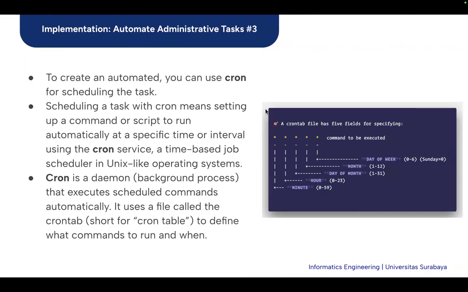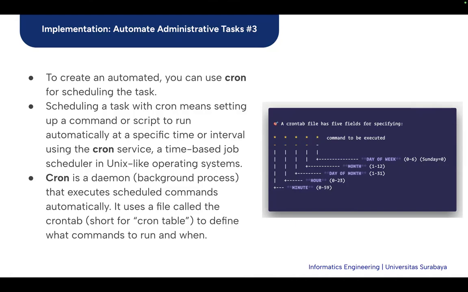All right, and then what can we do to automate the administrative task? To create an automated task, you can use cron. Cron is a wonderful feature of the Linux environment. We can use cron to schedule the task. It's like the Task Scheduler in our Windows operating system. Scheduling a task with cron means setting up a command or script to run automatically at a specific time or interval using the cron service. It's a time-based job scheduler.